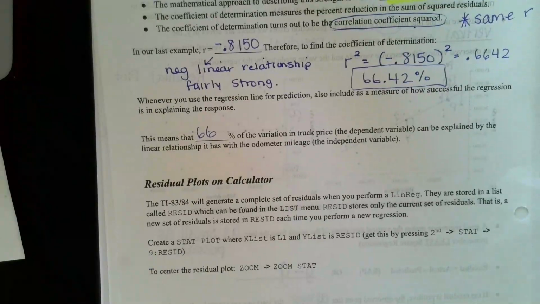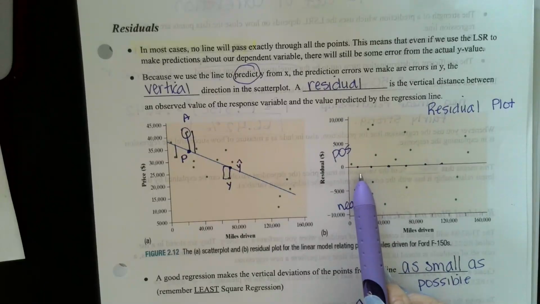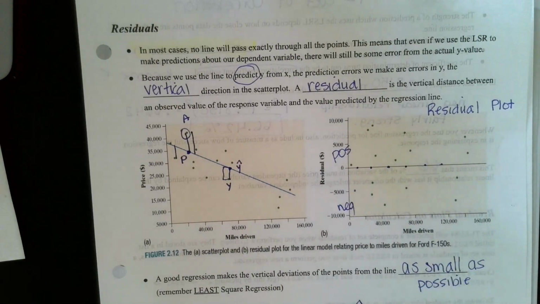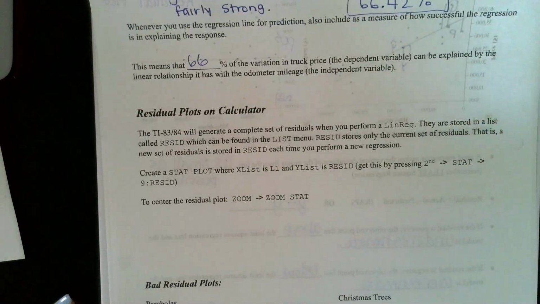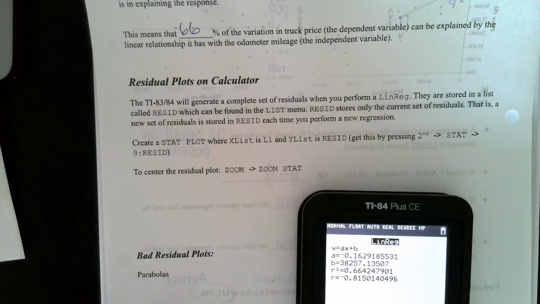Okay, so this gave you the residual plot. I'm going to show you now how to create a residual plot, and we do that on the calculator. It's super easy. So what happens on our calculator is, when you run the regression, it automatically saves your residuals.